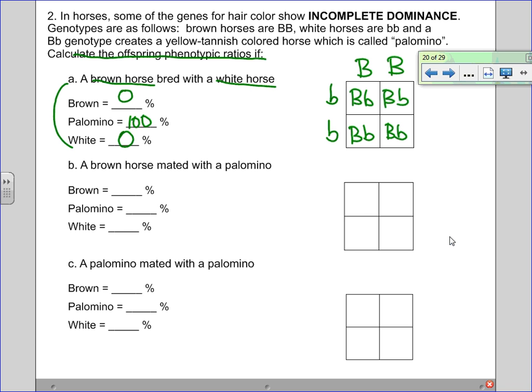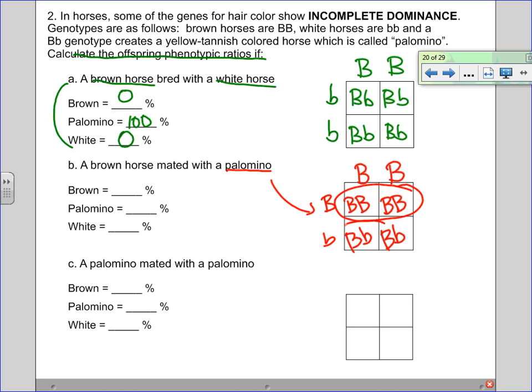You had some success with both of these questions, so let's take a look at them and see how you did. B says a brown horse mated with a palomino horse. So if we look at this example, we know a brown horse has to be big B, big B. Now, in order to get palomino, it actually has to be a big B and a little B. So if we do this Punnett square out, we'll find that we'll have 50% of our horses be big B, big B, and 50% of our horses be big B, little B. Right, what does this mean? Well, 50% of our horses should be brown, and 50% of our horses should be palomino, and we won't get any white horses.